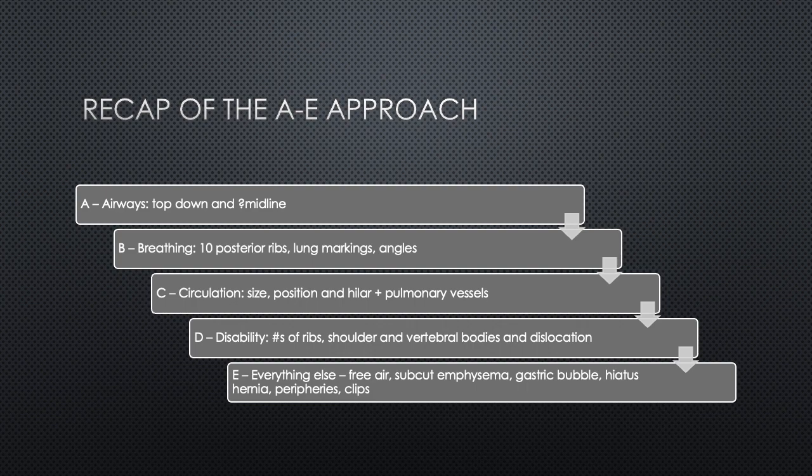C is circulation, where you look at the size and position of the heart and the hilar branches. D is for disability, so that's any fractures of ribs, dislocations of the shoulder, and check the vertebral bodies for any dislocations there as well. E is for everything else, so you've got free air under the diaphragm, indicative of a perforated bowel. You've got subcutaneous emphysema, gastric bubble position, and you can see anything else like clips and wires, ECG cables, hiatus hernias, those sorts of things.